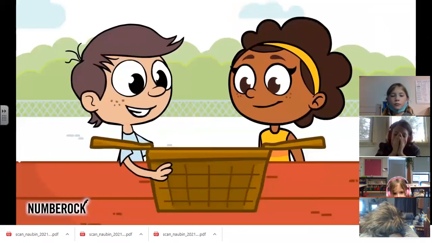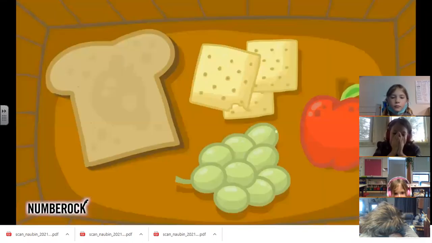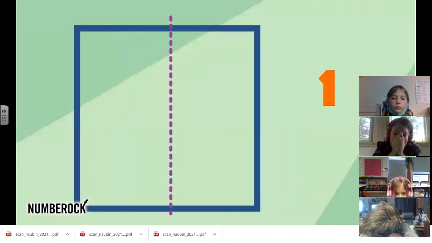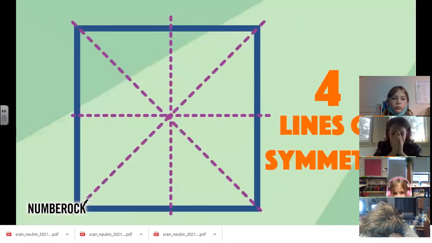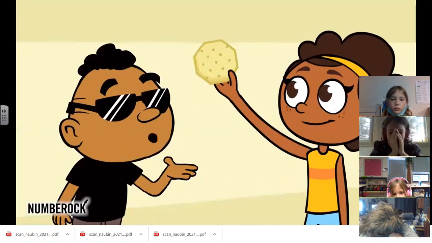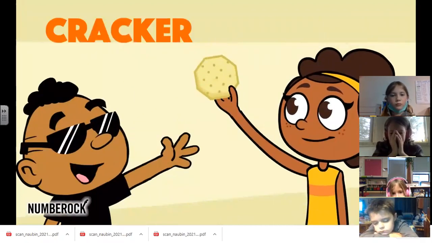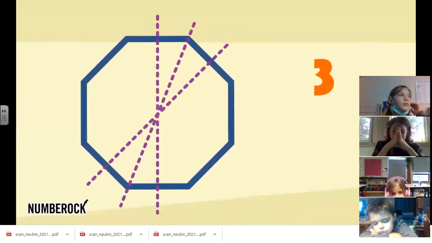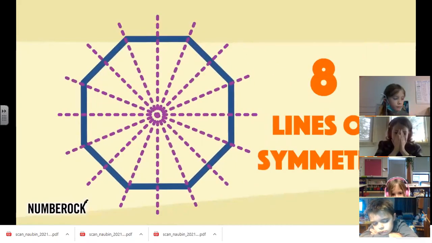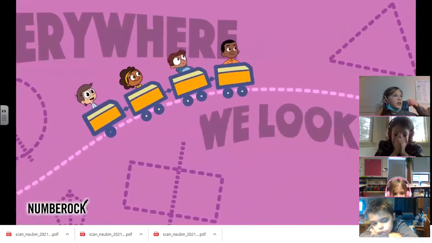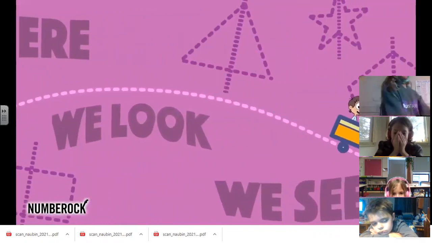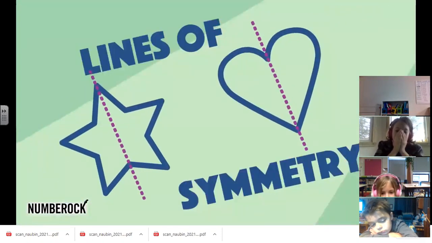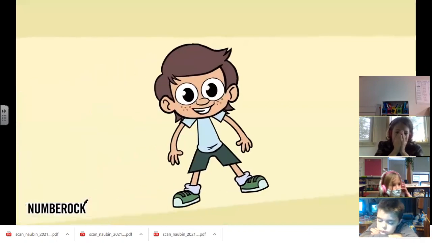It's time for lunch and we've got a hunch that symmetry's in the food we'll munch. We look at a cracker, it's a square. We see four lines of symmetry there. The four corners are gone, leaving us with a cracker octagon. We look a bit closer, then see the regular octagon's 8 lines of symmetry. Wow. Everywhere we look, we see line of symmetry everywhere.